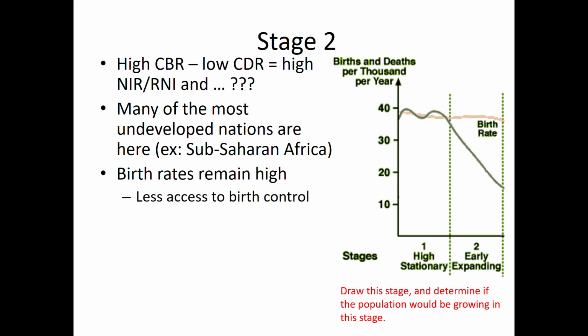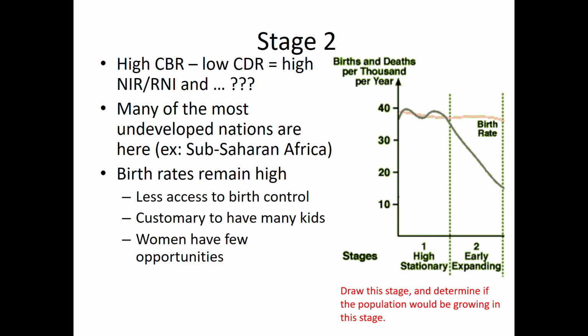Another reason they have a high birth rate is because often these poor folks have less access to birth control, and as I mentioned, it could be customary to have a lot of kids. Women also have very few opportunities outside the home. One thing we'll talk about in stage 3 is the reason why birth rates decrease in stage 3, one of them is that women will start to work more.